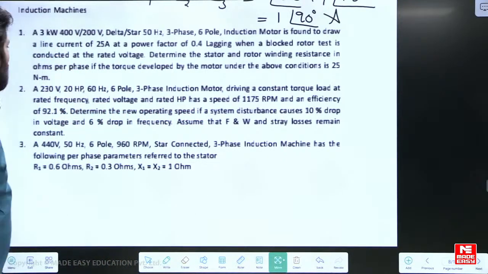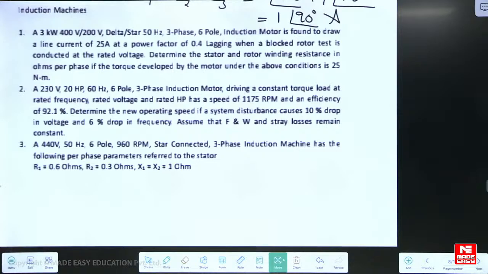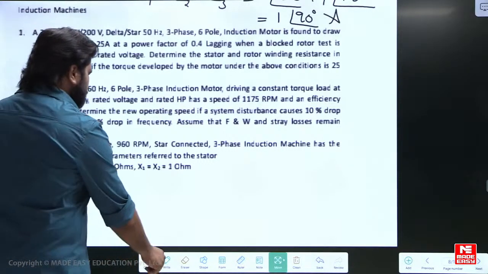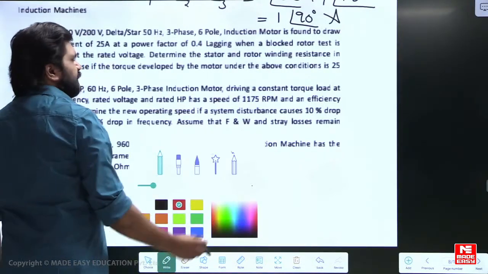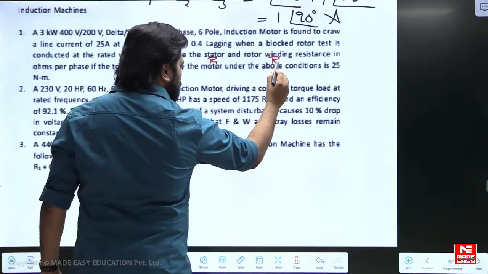A 3 kilowatt, 400 volt by 200 volt, delta by star, 50 hertz, 3 phase, 6 pole induction motor is found to draw a line current of 25 amperes at a power factor 0.4 lagging. When a blocked rotor test is conducted at rated voltage, find the stator and rotor winding resistance in ohms per phase if the torque developed by the motor under the above conditions is 25 Newton meter. What you are asked is to find R1, to find R2.